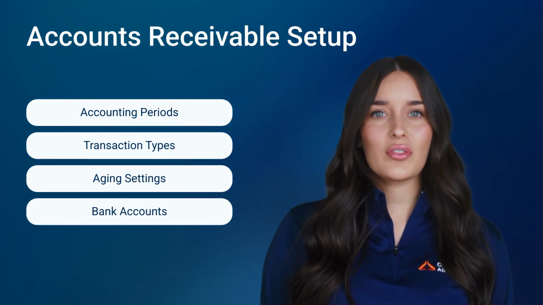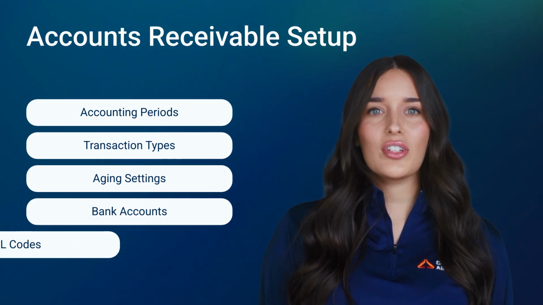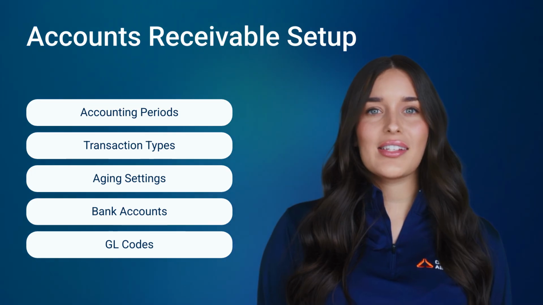Bank accounts are optional. Add them if you plan to use deposits to group and reconcile receipts. GL codes, also optional, map transactions to your ledger for better reporting. Let's take a closer look.